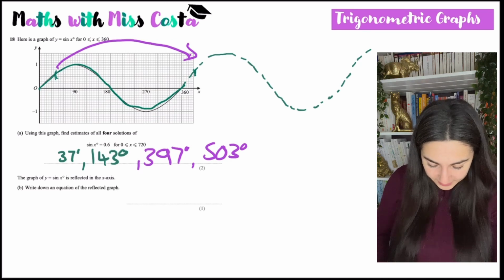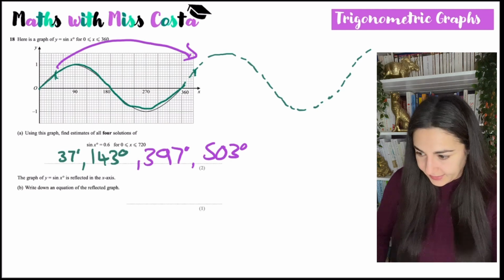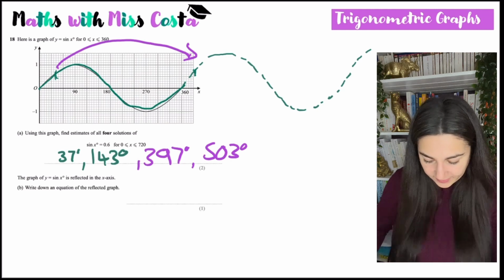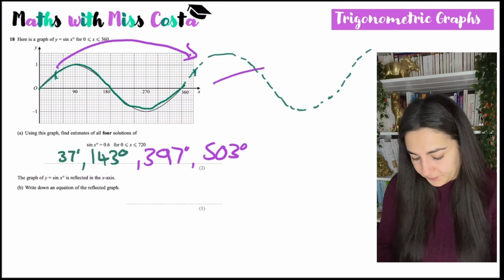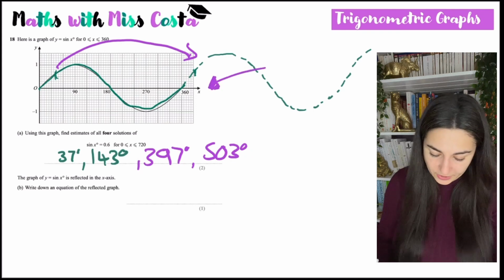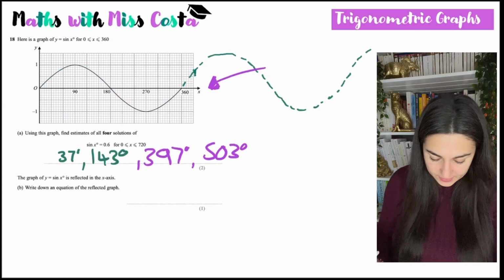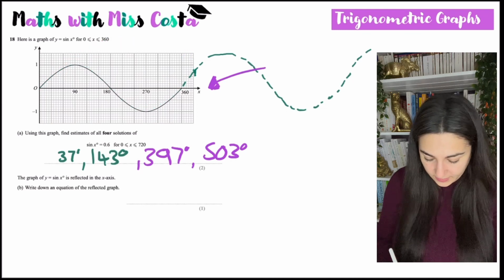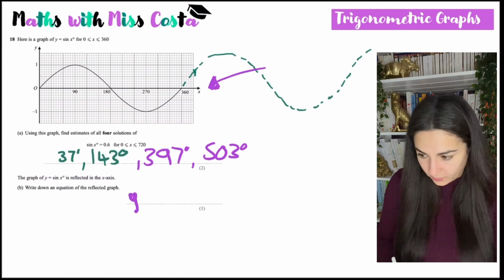Okay, the next part says the graph of y equals sine x is reflected in the x-axis. So if it's reflected in the x-axis, then it would be the graph y equals negative sine x.